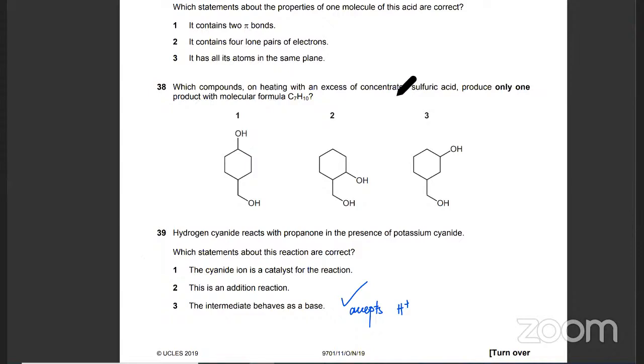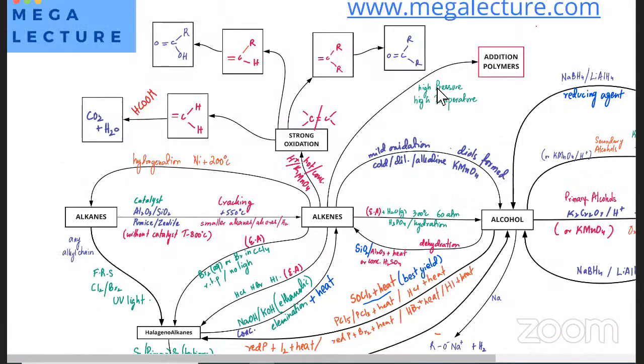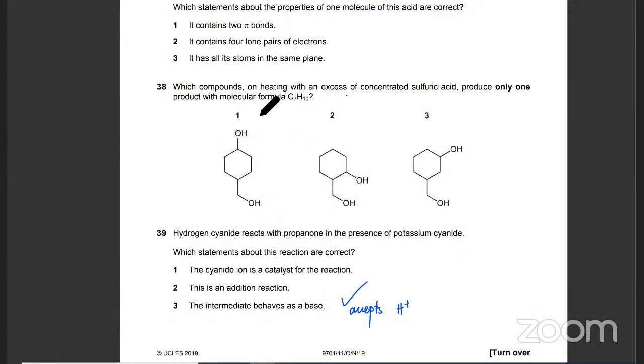Which compounds on heating with an excess of concentrated sulfuric acid produce only one of the molecules? So what happens when you heat an alcohol with concentrated sulfuric acid? It's dehydration. The alcohol loses the OH and with concentrated sulfuric acid, it turns into an alkene. So you've got alcohols, and he's saying which will produce only one product with the molecular formula C7H10.